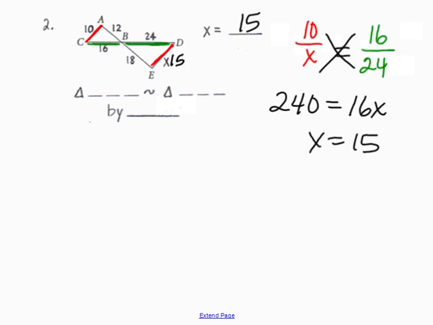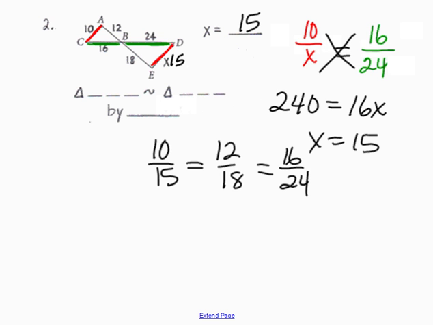Okay, so triangles are similar. Well, why are they similar? What we need to do is set up the ratios to see if they reduce to the right fraction. So 10 is to 15 equals the middle one, 12 is to 18, and the big one is 16 is to 24. You see where those numbers came from? Please look at your picture and figure that out.